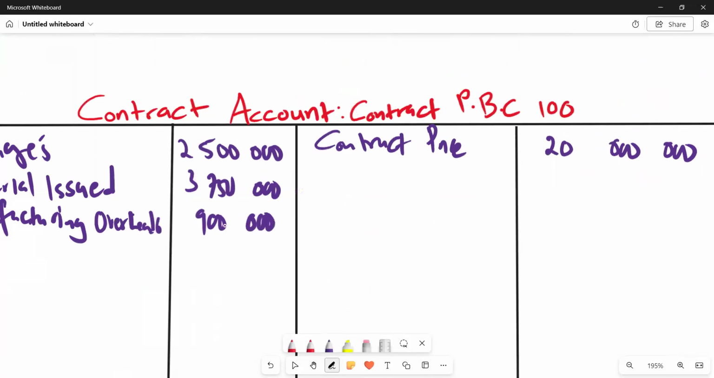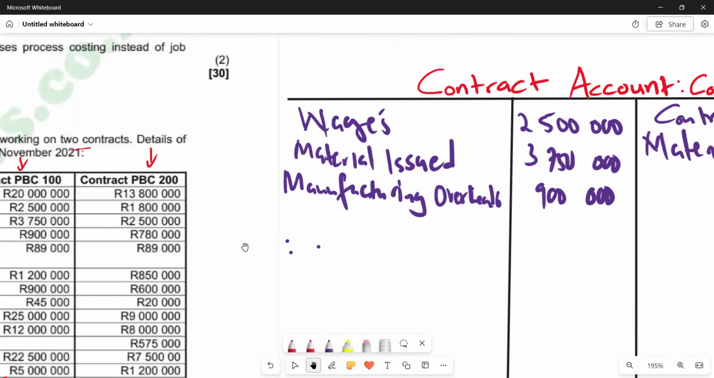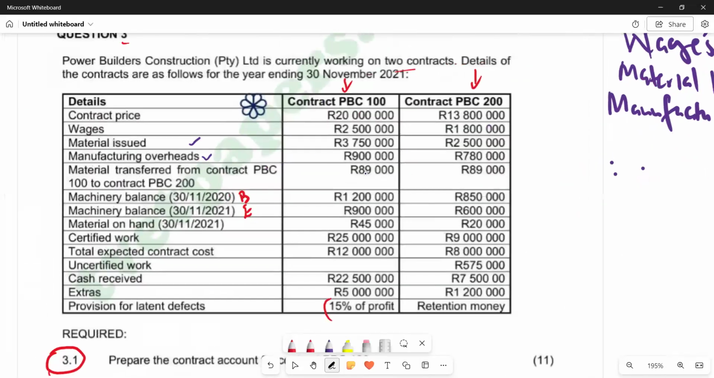So we are saying material transferred, and we put 89,000. And then after material transferred, we've got machinery balance at the beginning. We say that the balance at the beginning will go to the debit side, which is 1,200,000. And then at the end, we go to the credit side, which is 900,000. So we're just going to post as it is.